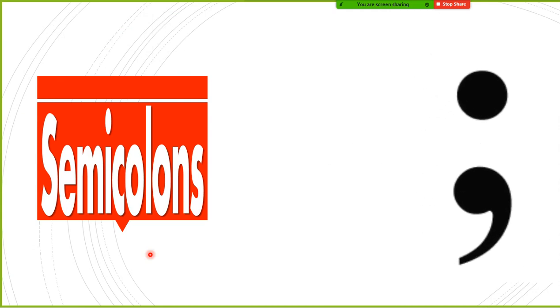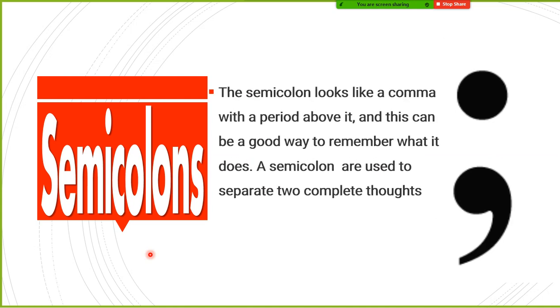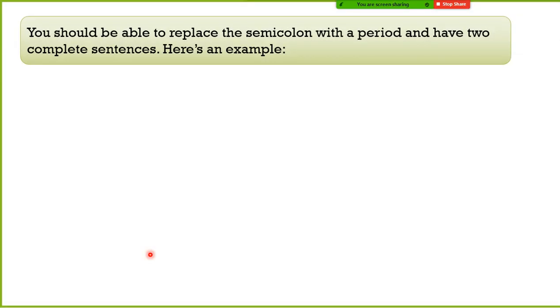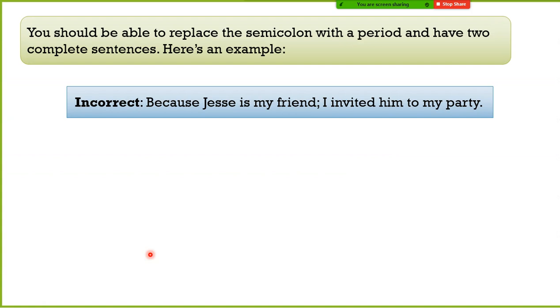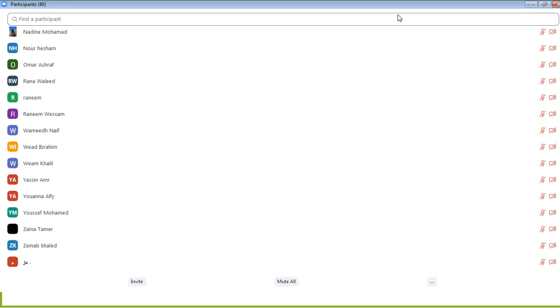Okay. The semicolon. Of course, you know the semicolon: it looks like a comma with a period above it. We used the semicolon, or some of its usage, in the first term. First, we have here: because Jesse is my friend, I invited him to my party. Tell me, Nadine, Muhammad, why is this sentence correct?